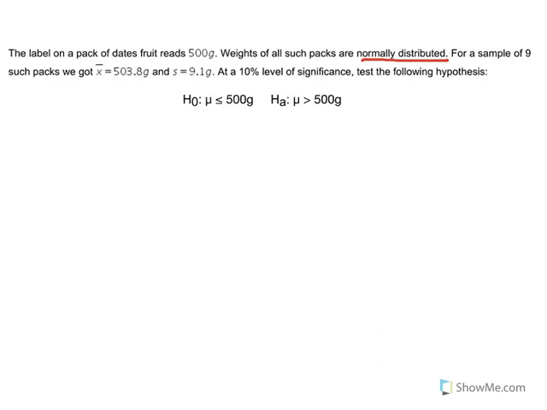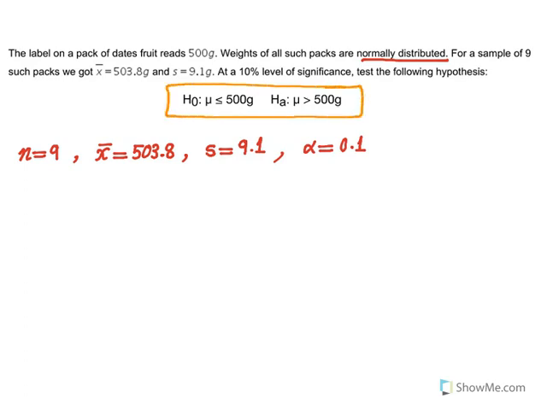For a sample of 9 such packs, so let me write here that the sample n equals 9, we got the sample mean, or the average weight, is 503.8 grams, and the sample standard deviation is 9.1 grams. And then they tell you at a 10% level of significance, alpha, 10% is 0.1, test the hypothesis, and then they give you the null and alternative hypotheses.